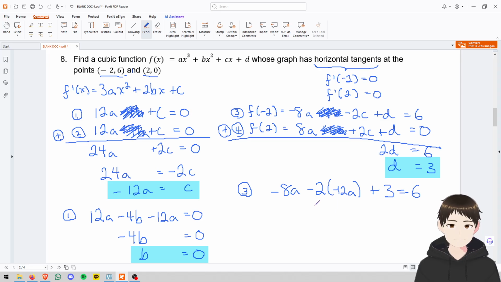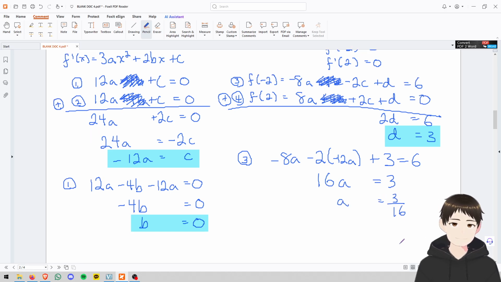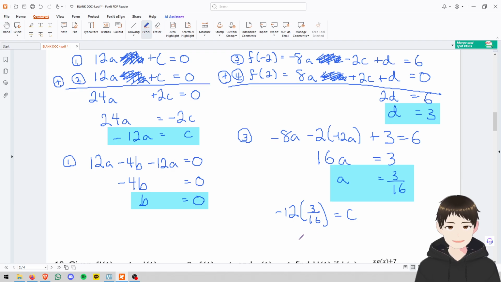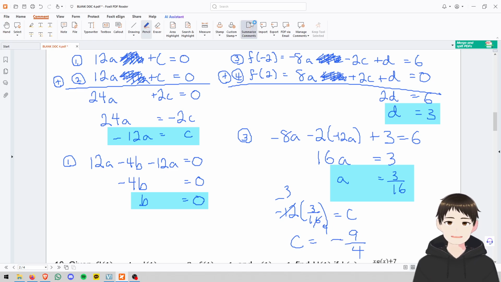Negative 8 plus 2, positive 16a equals negative 3. So a equals 3 over 16. Amazing. And moving on, now that I have a, bring it back to this relationship. Negative 12 times a is equal to c. So what is c? C is, let's see, negative 3 over 4, negative 9 over 4. Done.